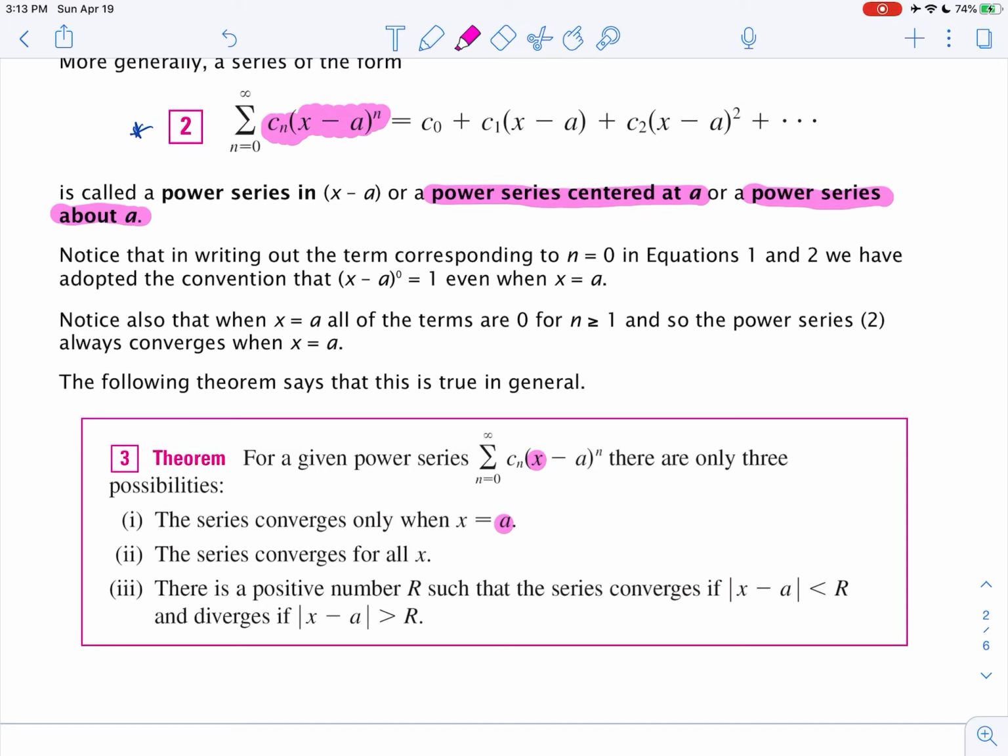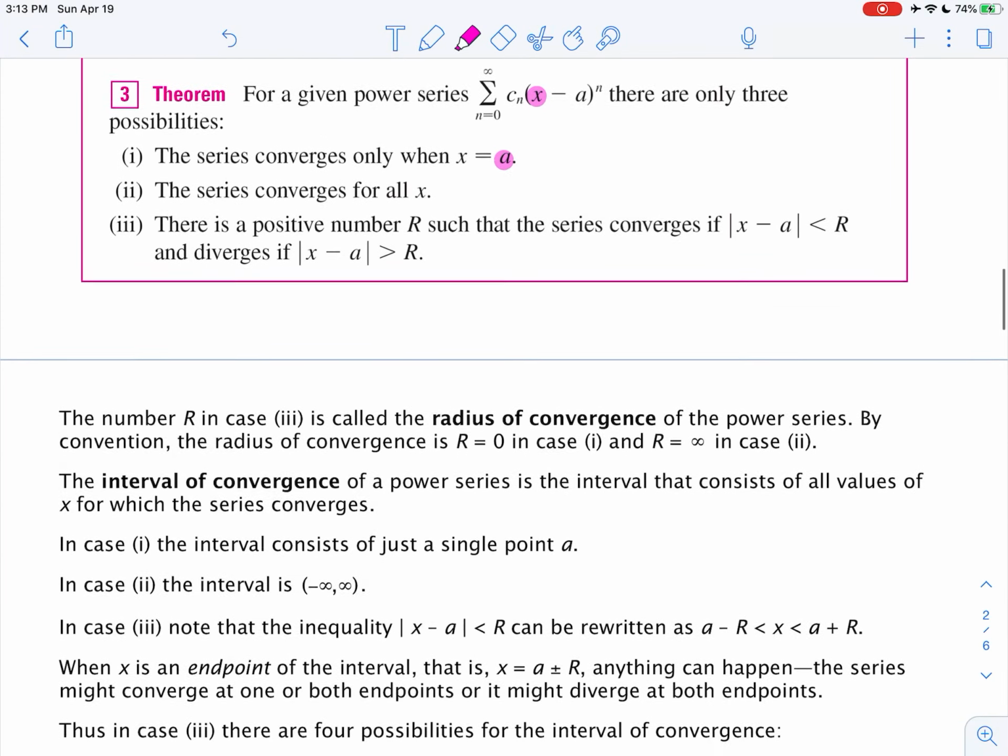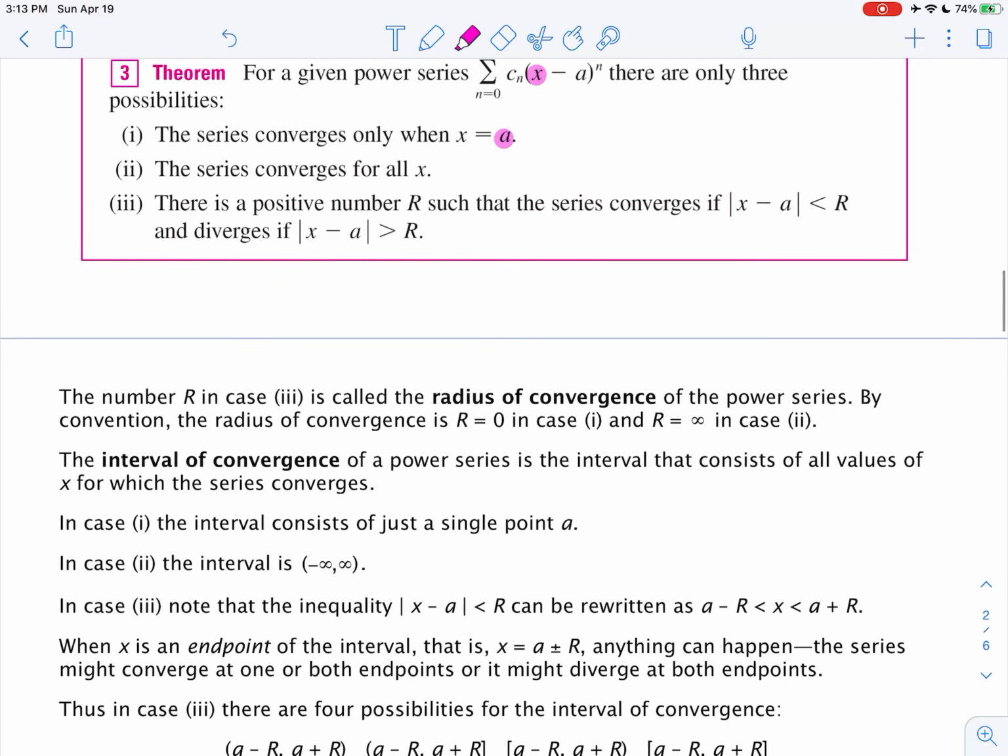And then finally, we will actually have a range of values of x where a would be in the center of that interval. And so we would be identifying a radius of convergence around a. So I want to read that here in this next page. The number r in case 3 above is called the radius of convergence of a power series. And by convention, the radius of convergence is r equal to 0 in the case of 1.